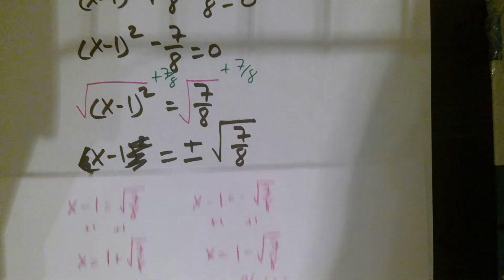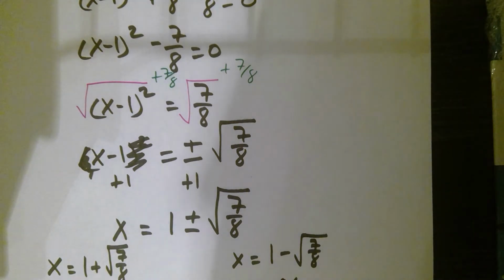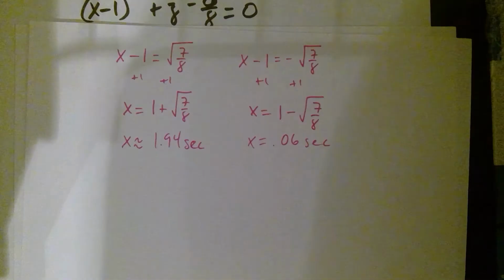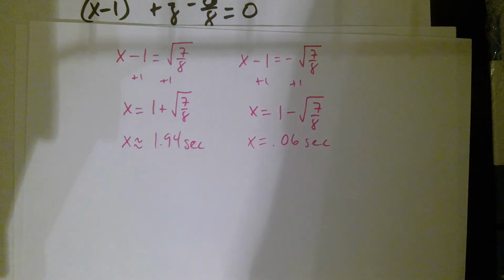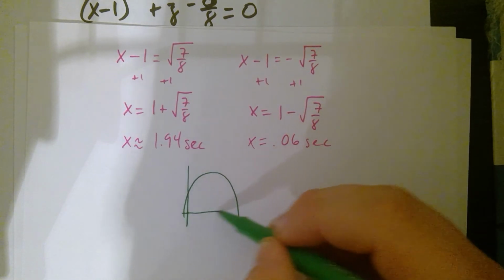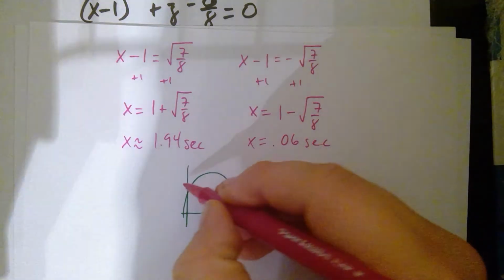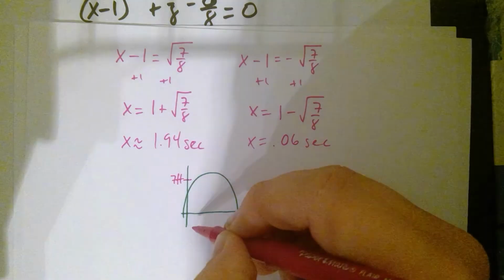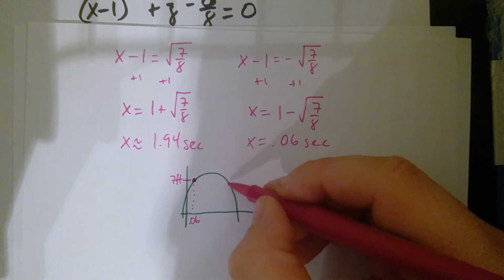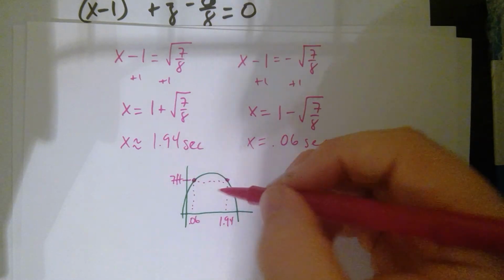Now we have to talk about, are those reasonable? Do those make sense? Does it make sense to have those as numbers here? So let's go ahead and take a look at what our parabola might look like. Here's our parabola. There's our x-axis and y-axis. Let's say that right here we've got 7 feet. So our positive 0.06 could be right here. And then our 1.94 could be right here. They're both at 7 feet.